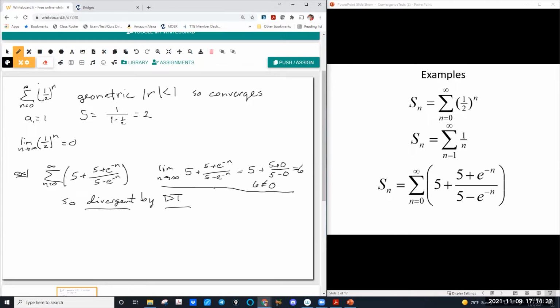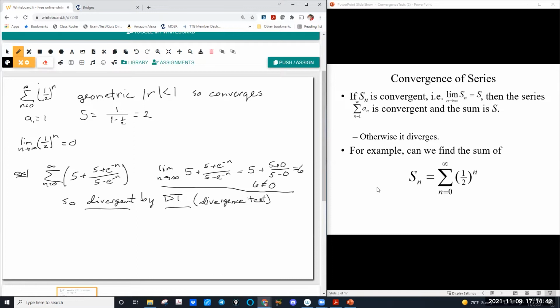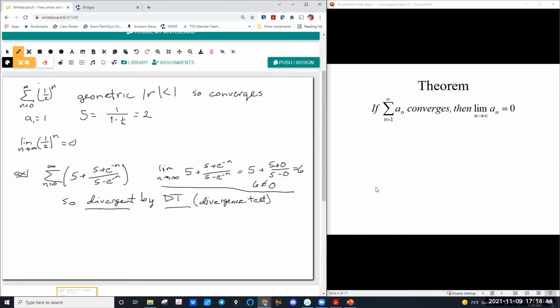So DT is just standing for divergence test. Yeah, let's just call it divergence test. Maybe not theorem. Feel a little better about that. Divergence test. Okay.